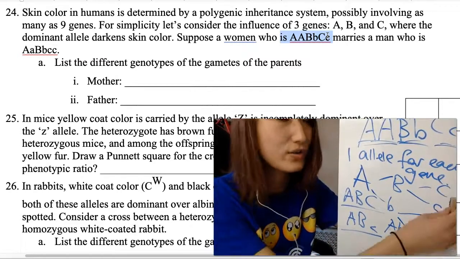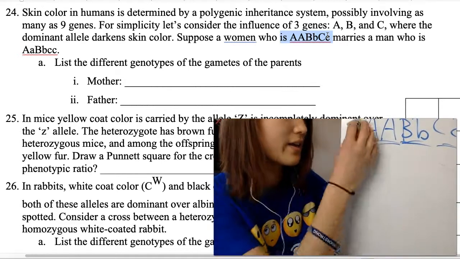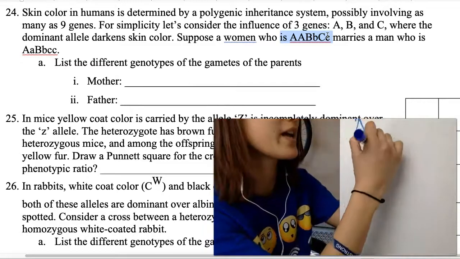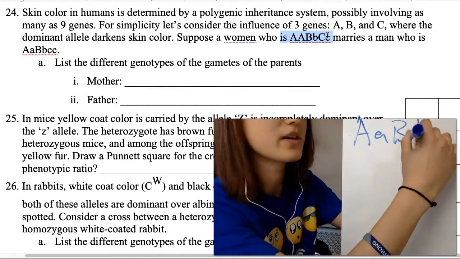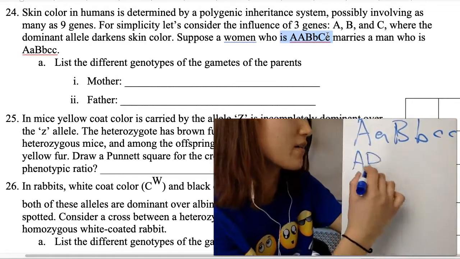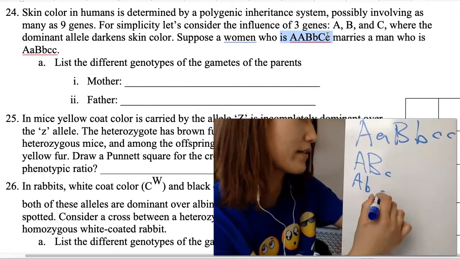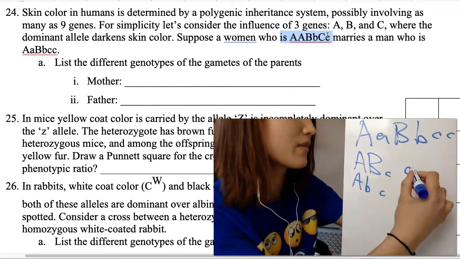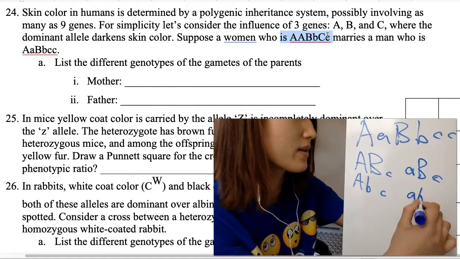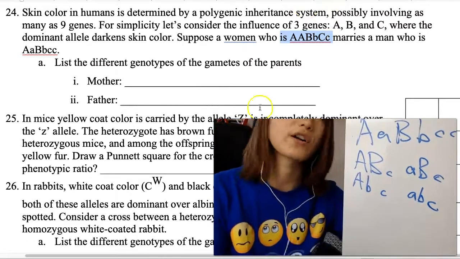So now that you know how to do this, you should be able to pause the video and figure out what to do with the father. With this father, the genotype is big A, little a, big B, little b, little c, little c. What are all the possibilities? You can have big A combined with a big B and a little c. You can have big A combined with a little b, little c. You can have little a, big B, little c. Little a, little b, little c. There are four different possibilities of the A, B, and C's.